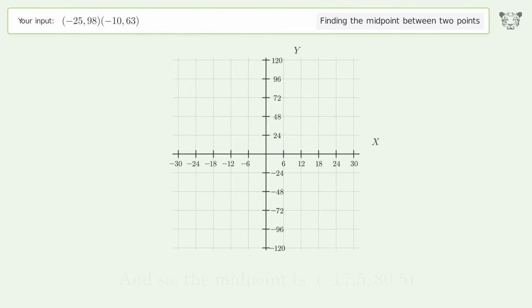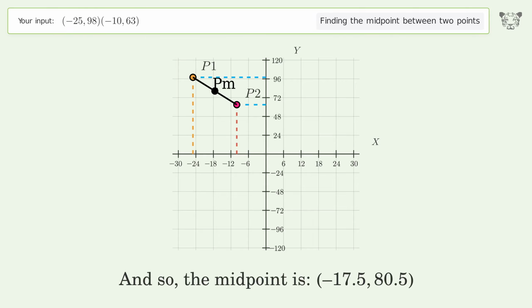And so, the midpoint is negative 17.5, 80.5.